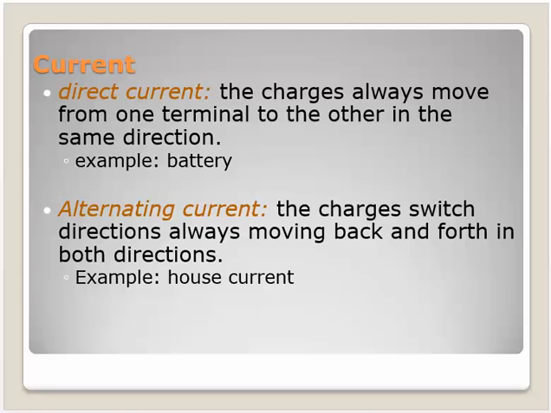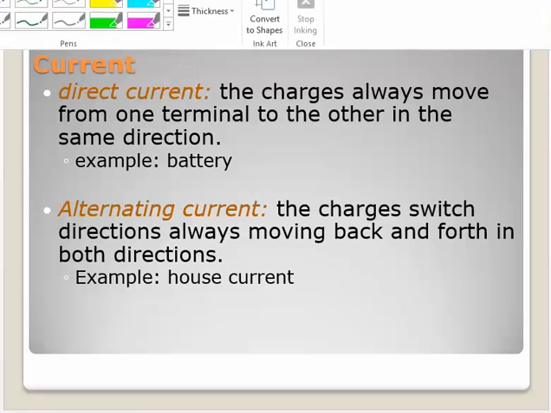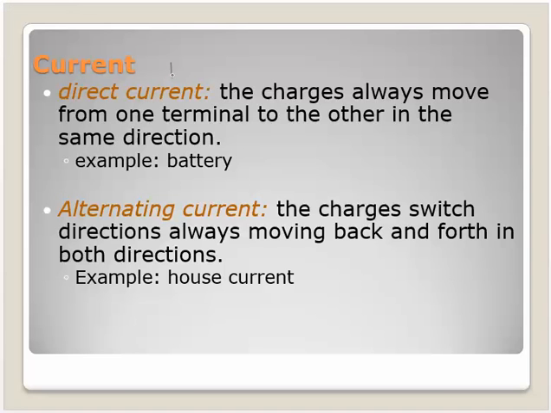We've got two different types of current. We have direct current, or commonly referred to as DC. The charges always move from one terminal to the other in the same direction. So in direct current, you're going to have this flow of electrons that never changes. Right? It's going to go in one direction.